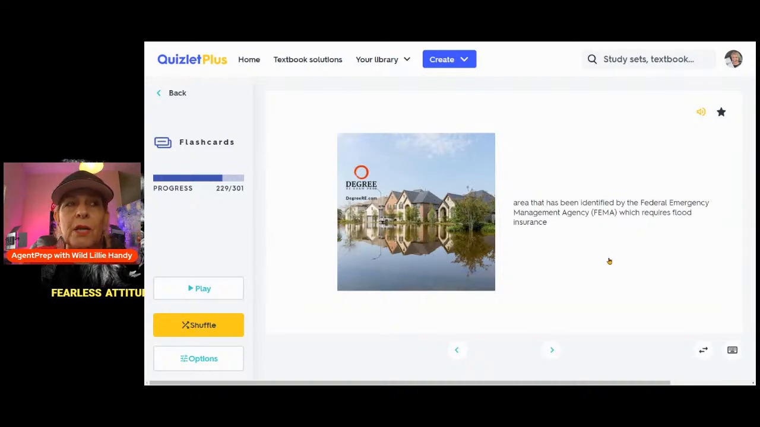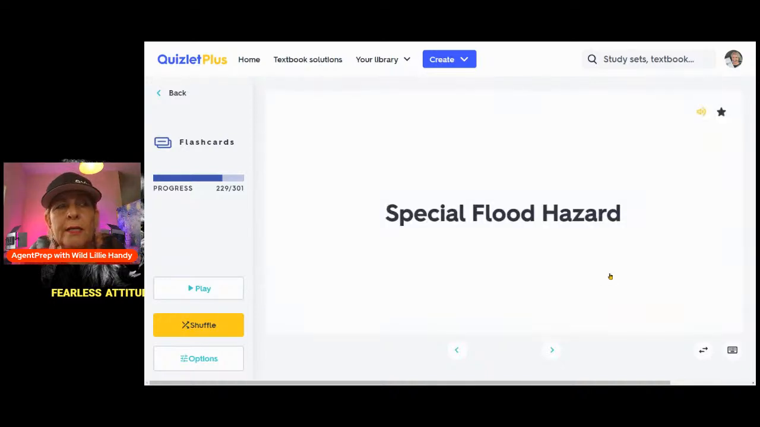we end up getting flood insurance. And FEMA, Federal Emergency Management Agency, provides the FEMA insurance. We get it through our normal insurance company. However, it is regulated by FEMA, Special Flood Hazard.